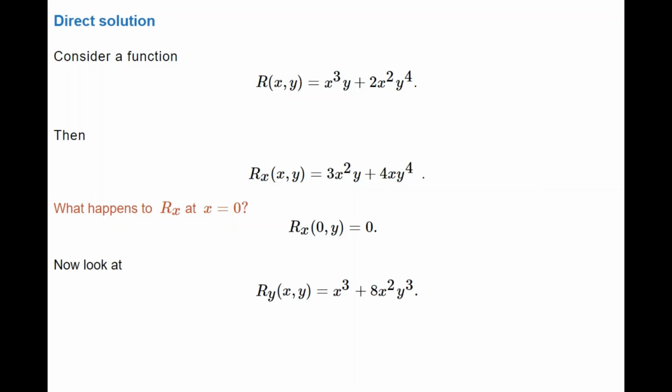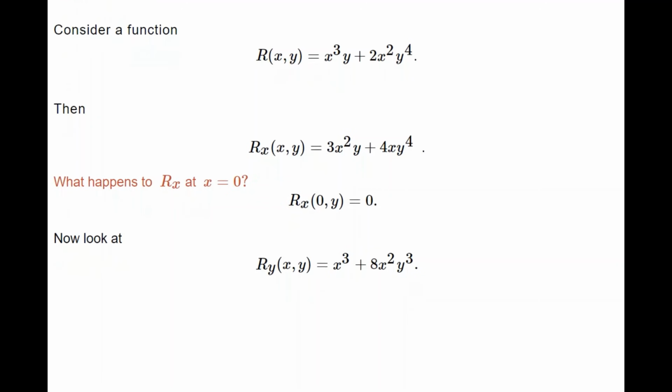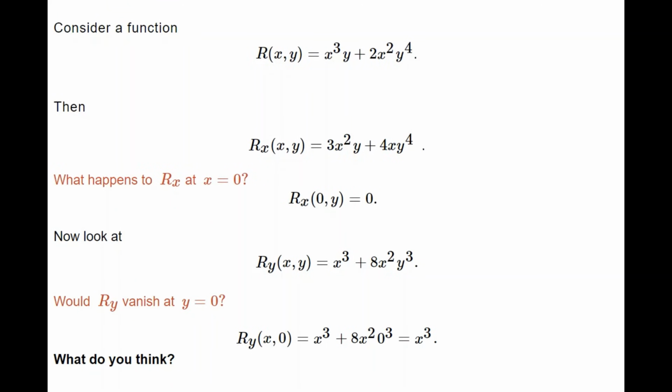And next, we look at the same function by differentiating it with respect to y. So r sub y, which is partial r by partial y, turns out to be x cubed plus 8x squared y cubed. And now you can see that r sub y does not vanish if y is 0, because y is present in one term only, not in x cubed. So when y is 0, x cubed remains there.